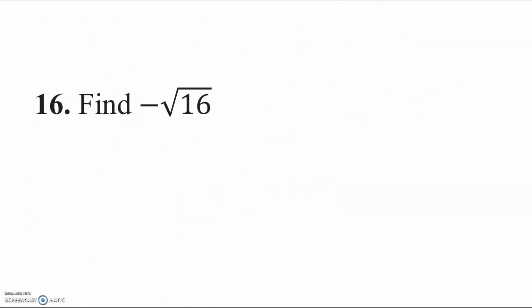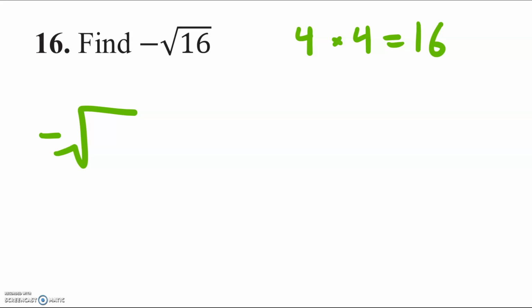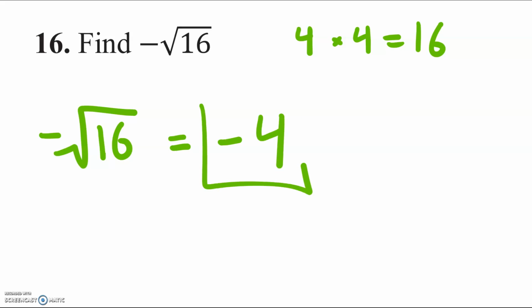All right, question 16. What's the negative square root of 16? So 16 is, if we just think about its square root, we know 4 times 4 equals 16. So if we talk about negative square roots, this is different than the one before it because the negative's outside the radical. So our answer is just going to be negative 4.